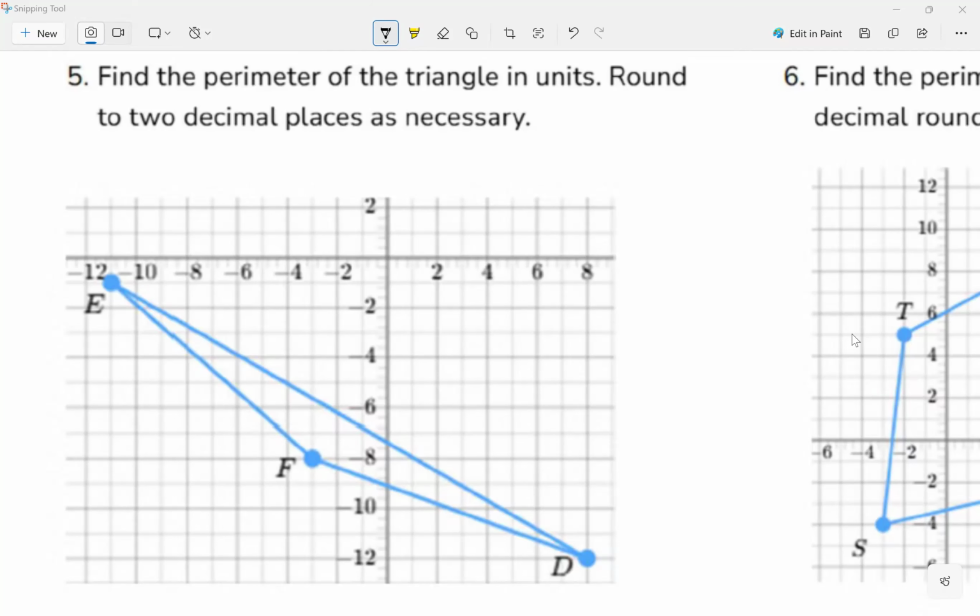Okay, so for today, we're only going to work questions 5 and 6. But today we're going to be dealing with perimeter. Find the perimeter of the triangles in units. Round to 2 decimal places if necessary. Okay. So what does perimeter on the triangle mean?